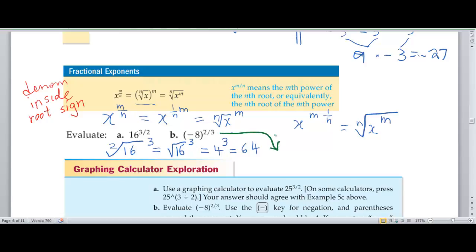Let's do this next one, negative 8 to the 2/3. Alright, so negative 8. That's going to be the cube root, because the 3 is in the denominator, cube root of negative 8 raised to the 2nd power. Again, negative 2 times negative 2 times negative 2 gives me negative 8. So it's negative 2 squared, which gives me 4. So the answer to the first one was 64, and the answer here is 4.